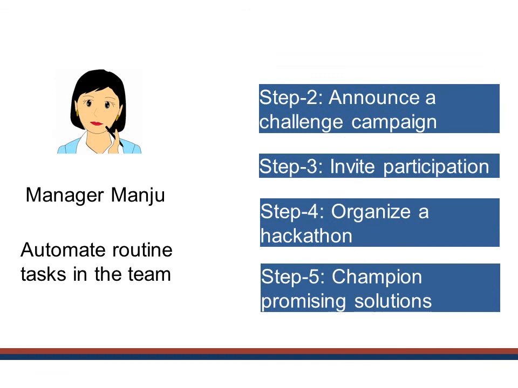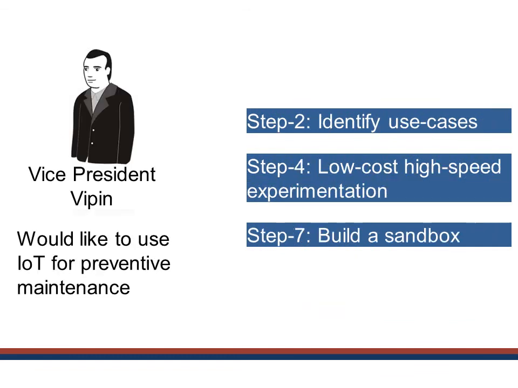Manager Manju, who wants to automate routine tasks, she can announce a challenge campaign. Step 3, invite participation. And step 4, organize a hackathon where a lot of experiments will be performed. And step 5 is she needs to select a few promising solutions and give them some resources and time to take the ideas forward.